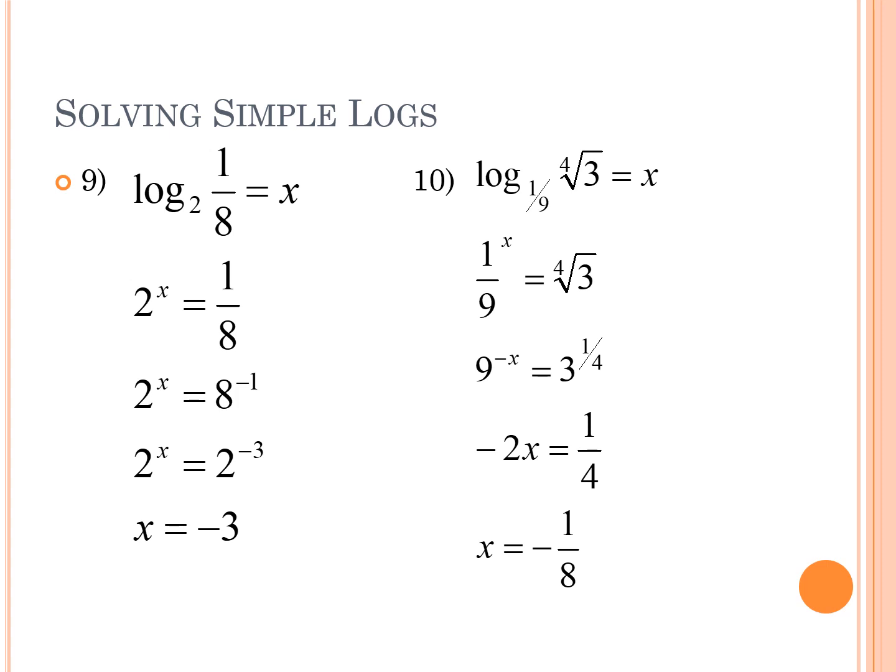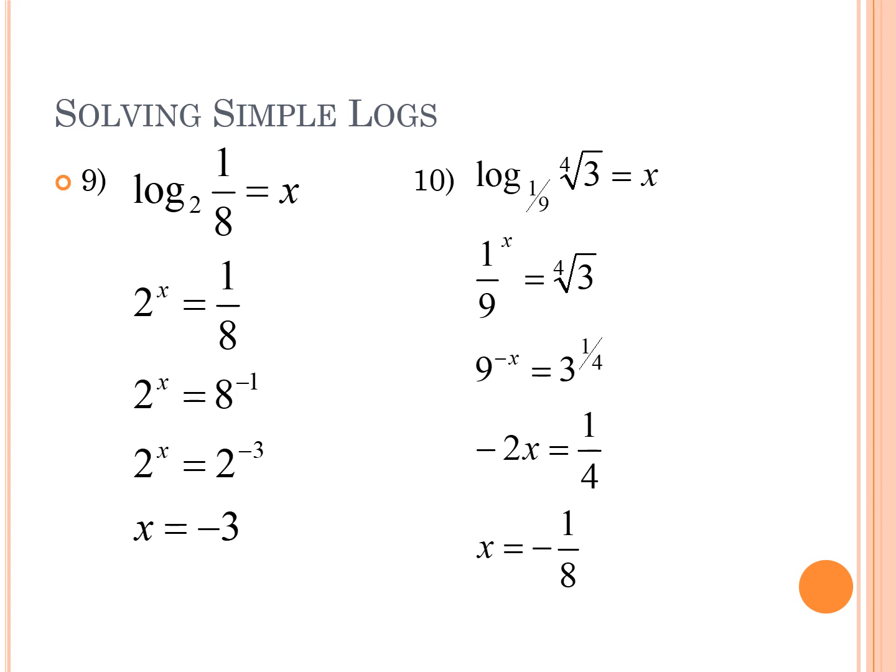But if I could get a base of 2 with an exponent equals a base of 2, then I can set some equations equal. So I know that 8, rather than writing 8, I can write 2 to the 3rd. And so 2 to the 3rd raised to that negative 1 is how on that last line there I've got 2 to the negative 3. And so if I've got 2 to the x equals 2 to the negative 3, then I can set my exponents equal, and I get x equals negative 3.